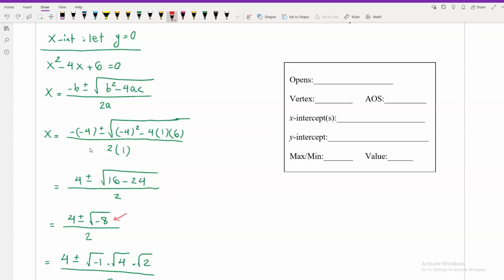Because of having a negative number inside the radical, we're going to have an imaginary number. We can stop here. We don't need to find that point, because if we have an imaginary number, that means we're not able to use that point to graph. So we can write no x-intercept. But here we have what the answer is.